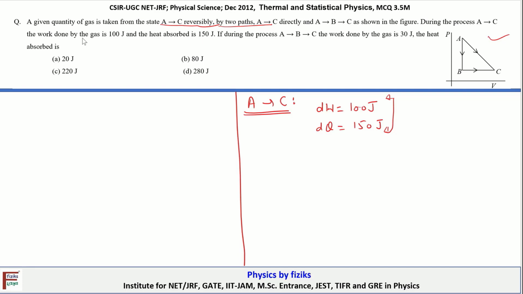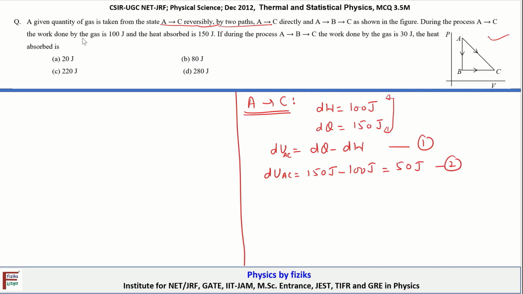For this purpose we will make use of the first law of thermodynamics, which is dU equal to dq minus dW. So that's the first law of thermodynamics. Internal energy change between points A and C, dU AC, is equal to dq, which is 150 joule, minus dW, which is 100 joule. So this internal energy change is equal to 50 joule.